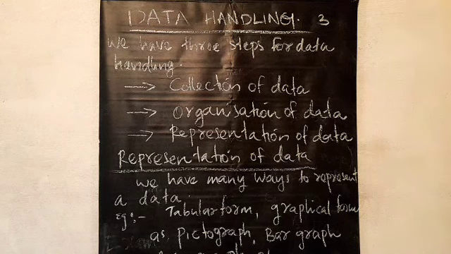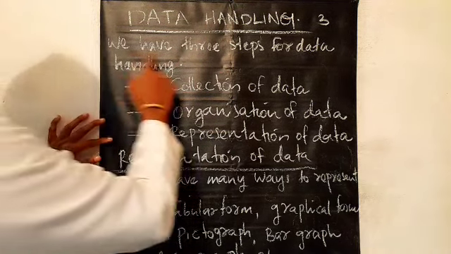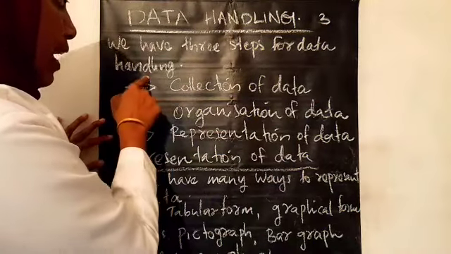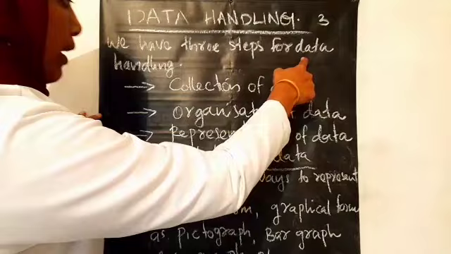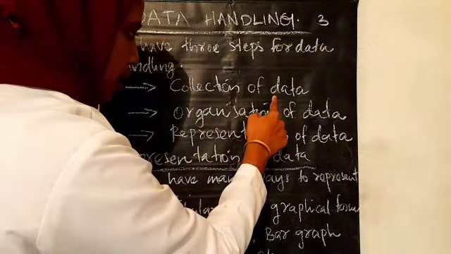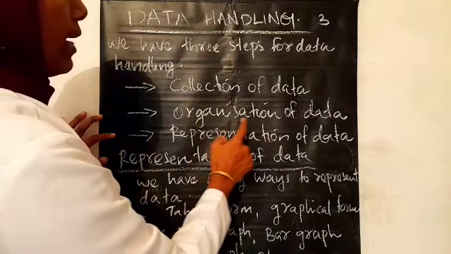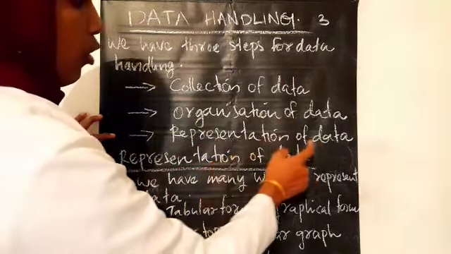Okay, and we have three steps for data handling. What are the three steps? Just listen to the board. Okay, students, we have three steps for data handling. Data means information based on something. The first one, collection of data. Next one, organization of data. Third one, representation of data.